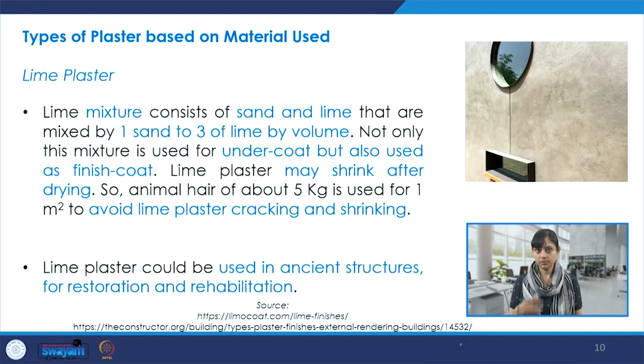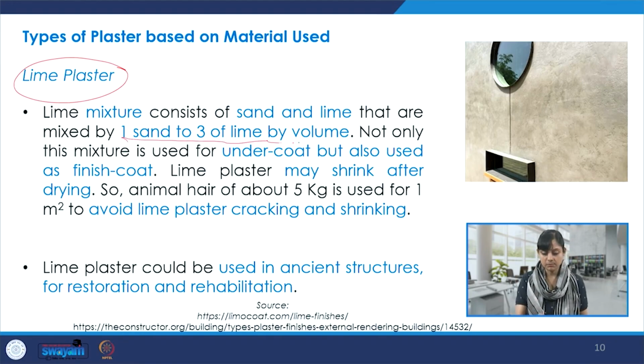Then if we talk about plasters, there are also different kinds of plasters which are available or which could be created. So lime plaster is again a very popular and beautiful looking plaster, and it consists of sand and lime, and the mixture is like 1 cement to 3 of lime by volume, and it could be used as an undercoat, also sometimes as a finished coat, depending on what your level of detailing is.